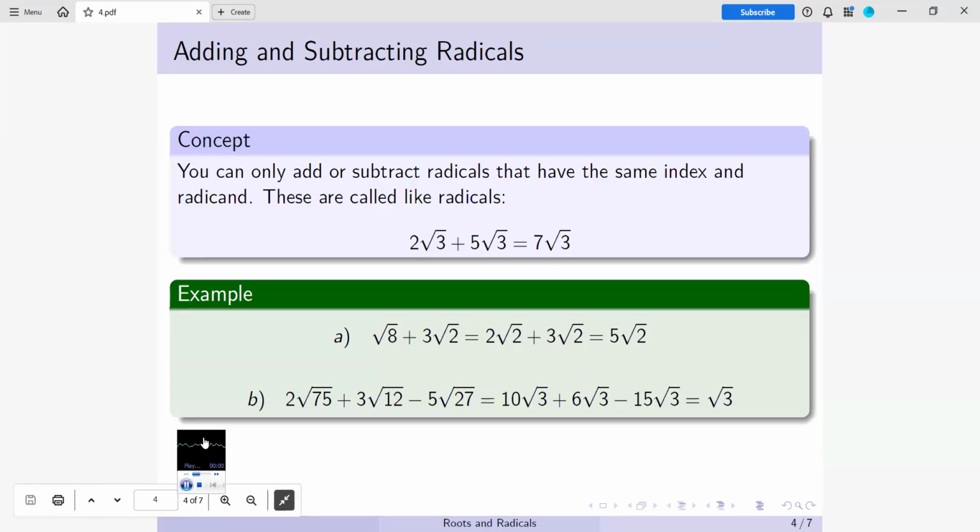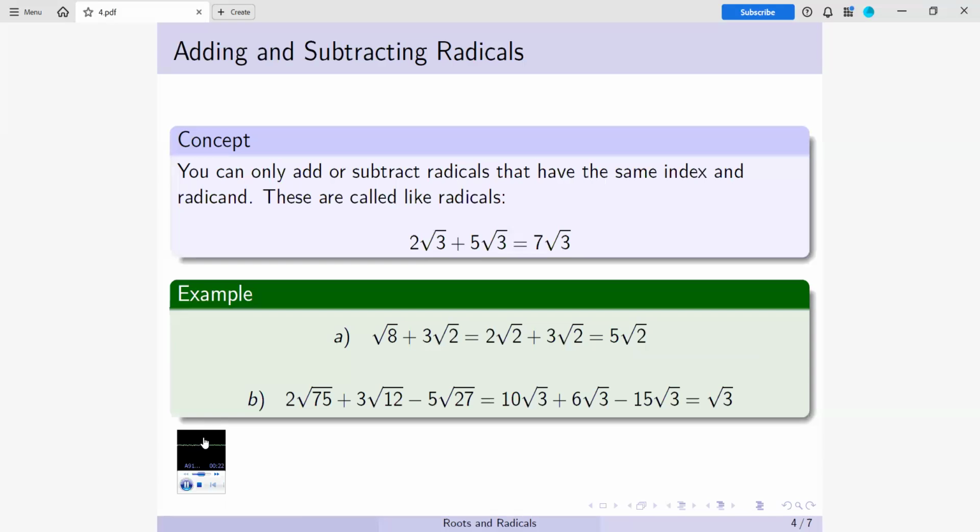You can only add or subtract radicals if they're like radicals, meaning they have the same index and the same radicand. It's kind of like combining terms in algebra. You wouldn't add 2x and 5y, and you can't add 2 square root of 3 and 5 square root of 2 either. They're speaking different dialects of math.